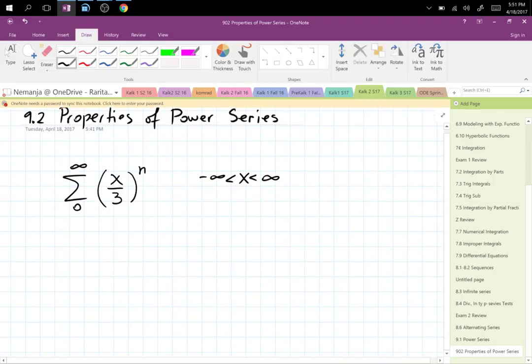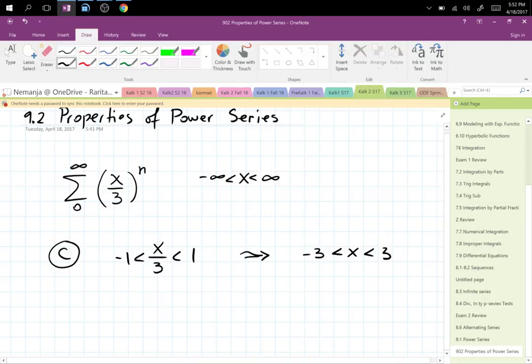So in order for the power series to converge, let's do it this way. In order for convergence, we have to have this x over 3 between, not including, negative 1 and 1. If I solve this three-sided inequality, if I multiply through by 3, I get negative 3 less than x less than 3.